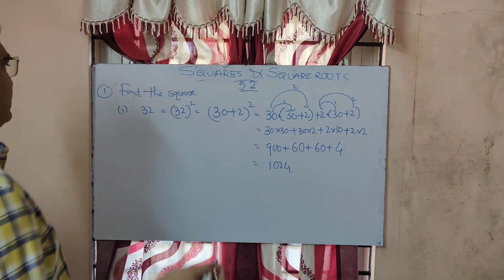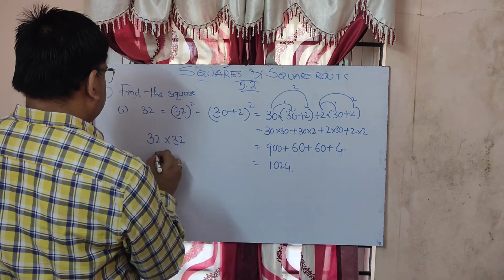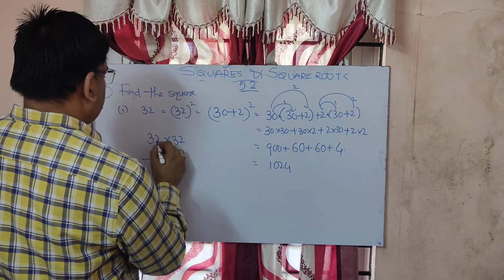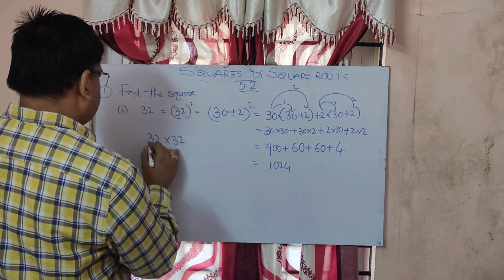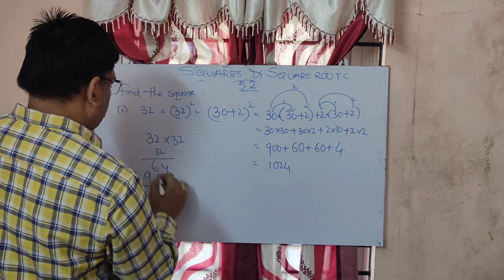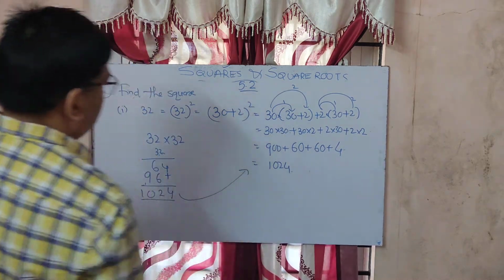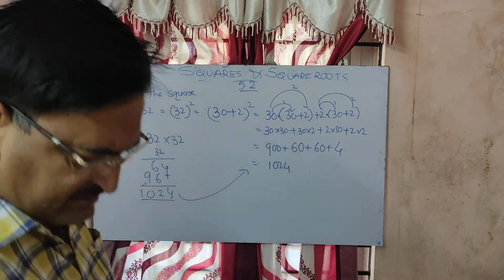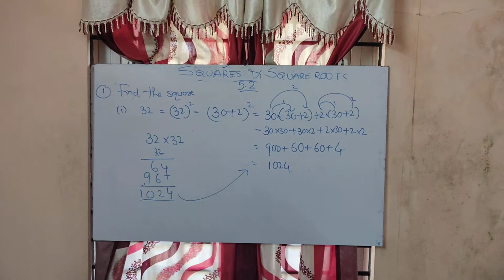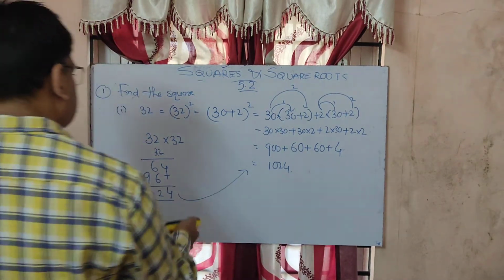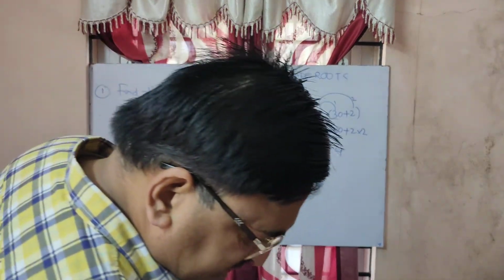Otherwise, you can directly do it through 32 into 32. You know how to multiply? 2 2s are 4, 2 3s are 6, plus 3 2s are 6, 3 3s are 9, so 4, 6 plus 6 is 12, carry 1, 10, 24. So this is the way how to calculate the square of any number. Okay, let us find the next one now. We'll do 3 to 4 examples like this.